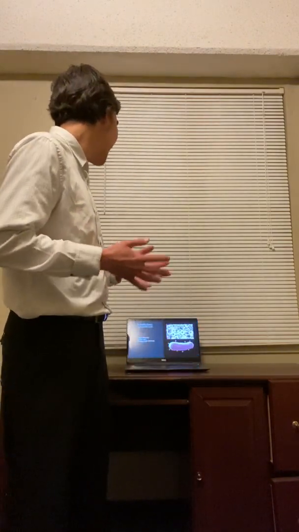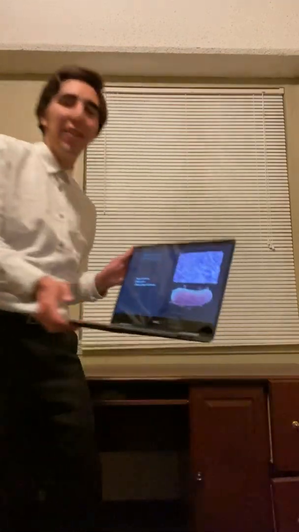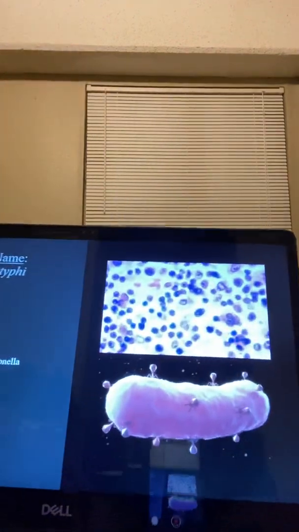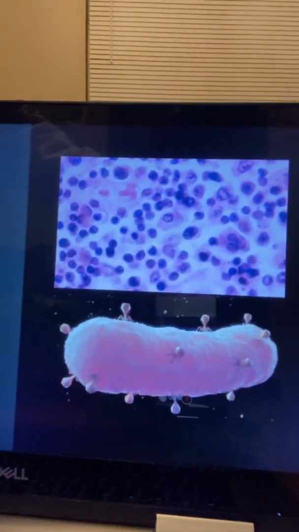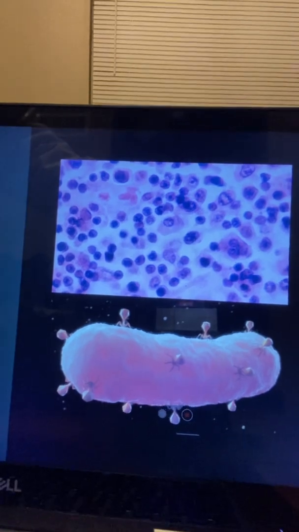The scientific name is Salmonella typhi. The genus is Salmonella, the species is typhi, and a common name is Salmonella or Salmonella disease. On the top right here, the top picture shows a real picture of what Salmonella typhi looks like. And then the bottom one is just a computerized version, but shows you the structure, what they usually look like.